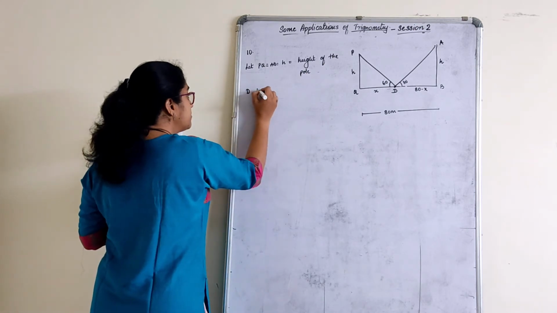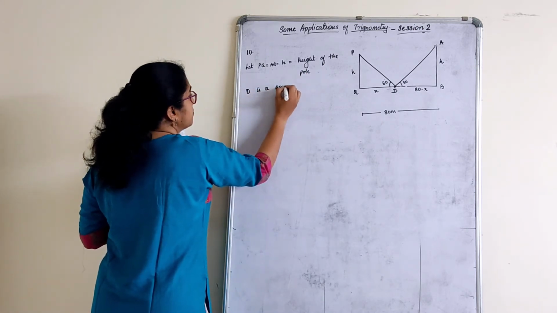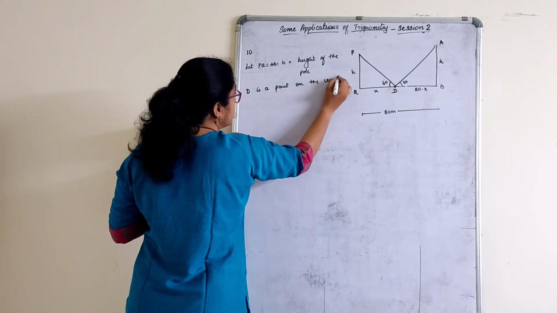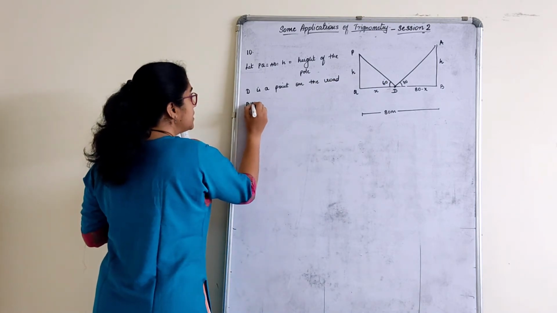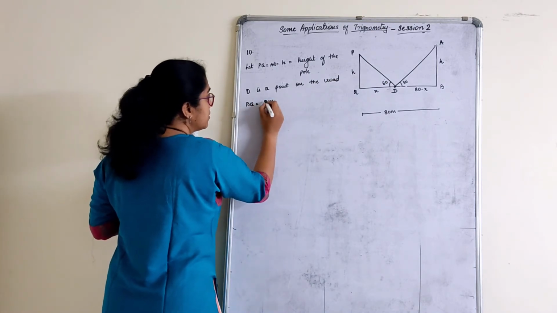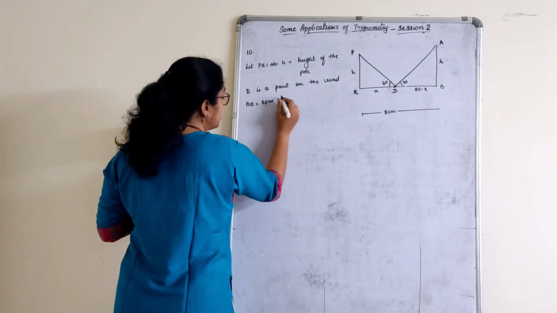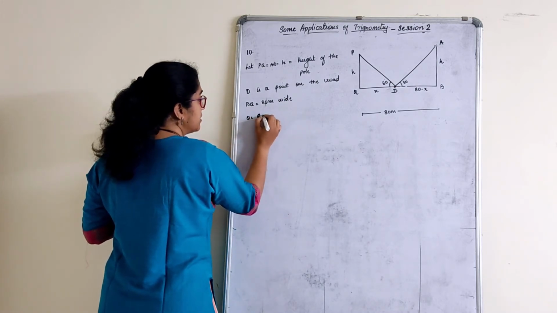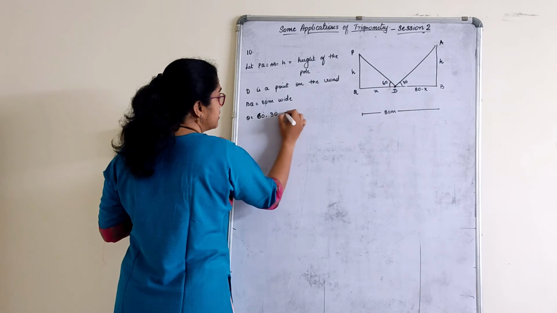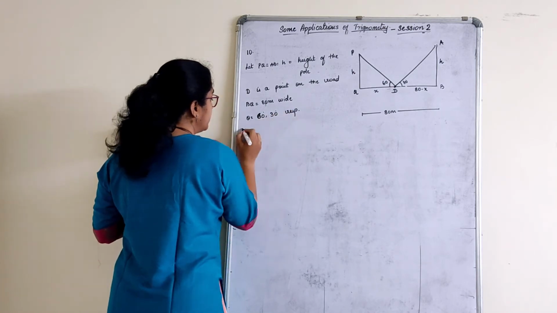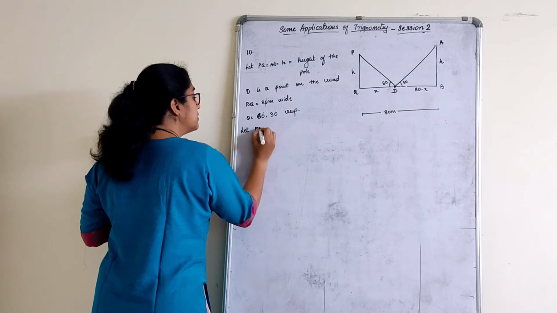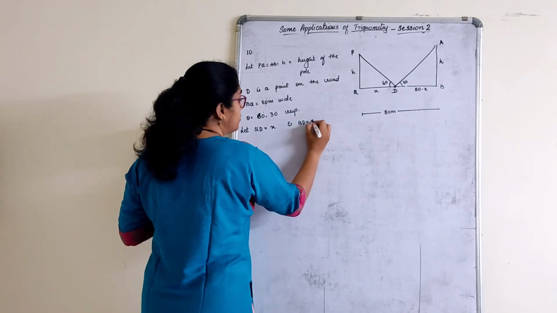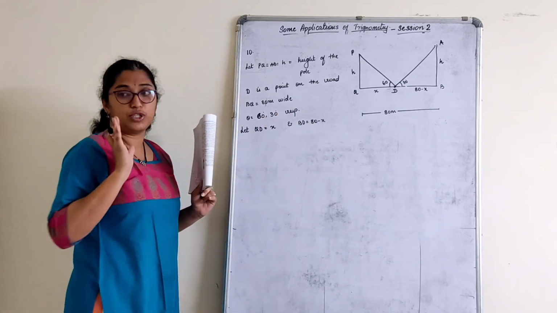D is a point on the road BQ, which is 80 meter wide, where the angle of elevation is 60 degree and 30 degree respectively. Apart from that, let QD is equal to x and BD is equal to 80 minus x. This much we have written.